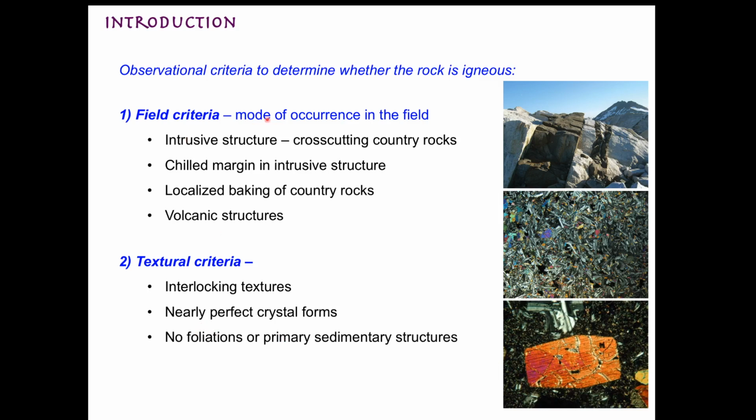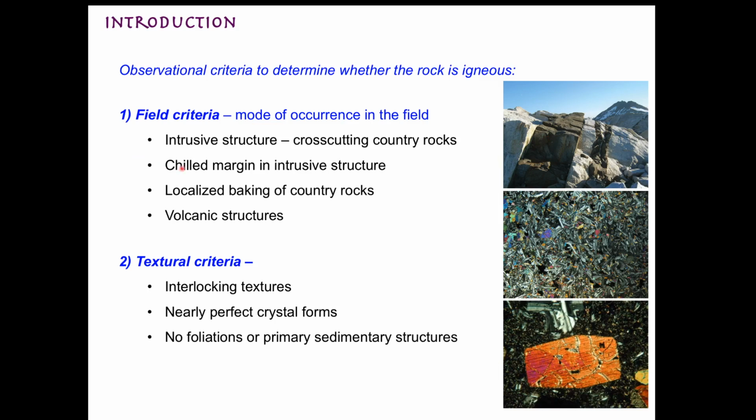In the field, look at the mode of occurrence. If it is an intrusive structure which is cross-cutting the country rocks, then it's definitely an igneous rock. For example, in the figure here, this white rock is the country rock, whatever it might be, and you see this dark colored rock has clearly intruded into it. Then this dark rock is definitely an igneous rock.